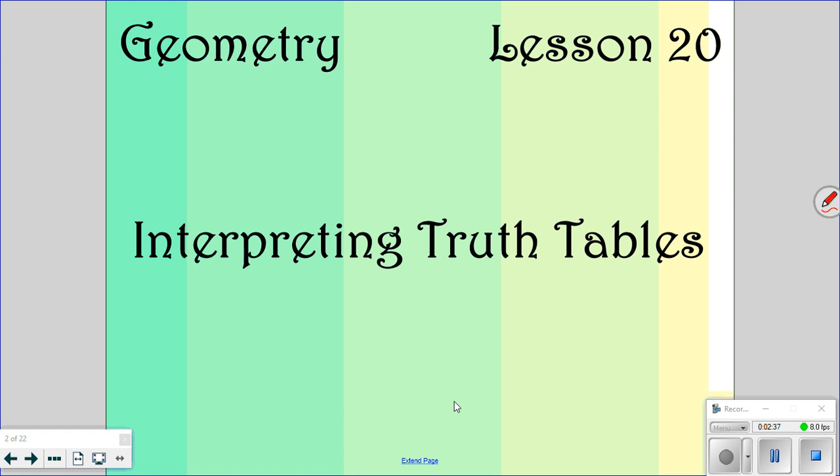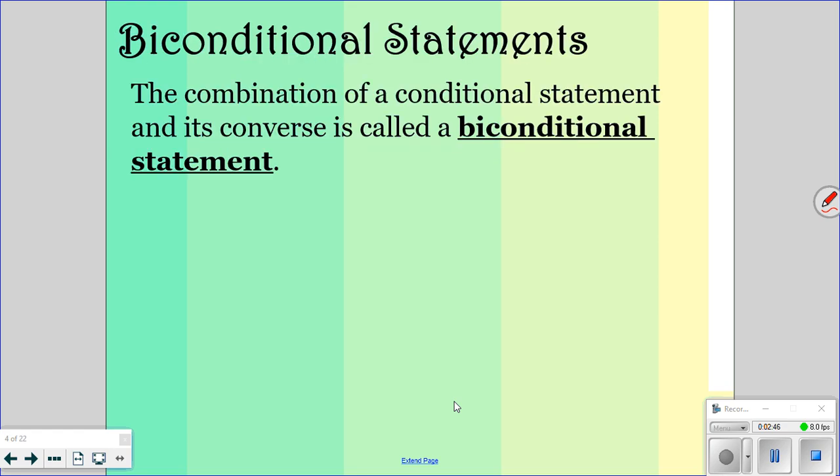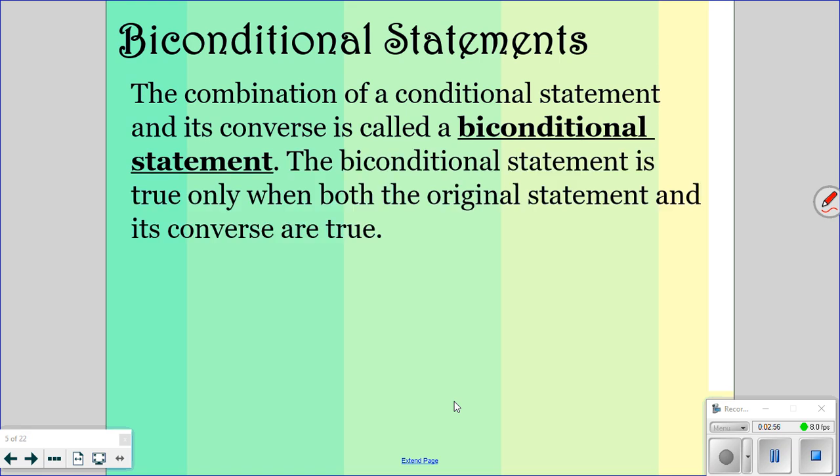So we're looking at lesson 20 today. We're going to be interpreting truth tables. So hopefully after this lesson, you will be able to interpret truth tables. So before we get there, we're going to start with a biconditional statement. So a biconditional statement is where you combine a conditional statement and the converse. The biconditional statement is true only when both the original and the converse are true.